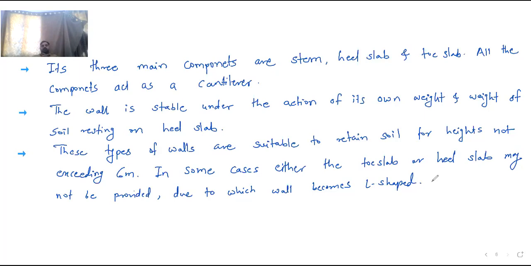Here I have specifically told you cantilever retaining walls are of two shapes: one is inverted T and second is L shape. There are three basic main components of a cantilever retaining wall: stem, heel slab, and toe slab. Every component behaves as a cantilever, so this is called a cantilever retaining wall, and these walls are suitable for heights up to 6 meter. Now next we will see the counterfort retaining wall.